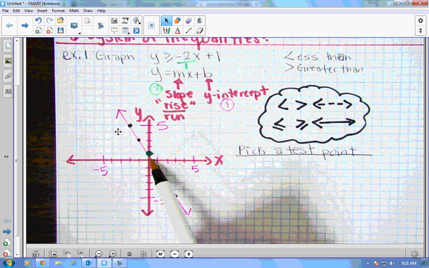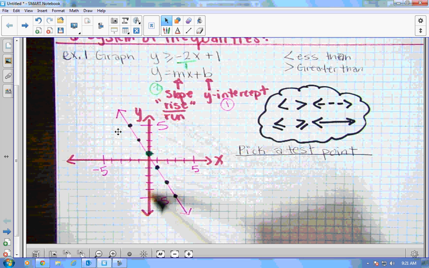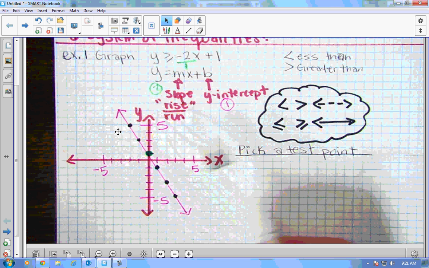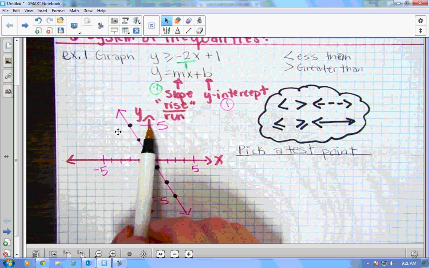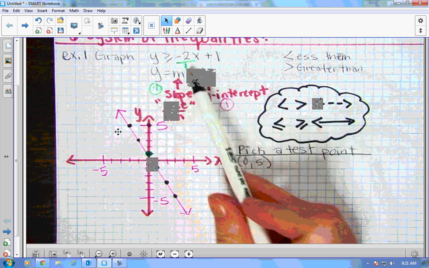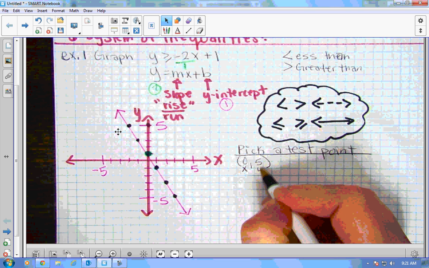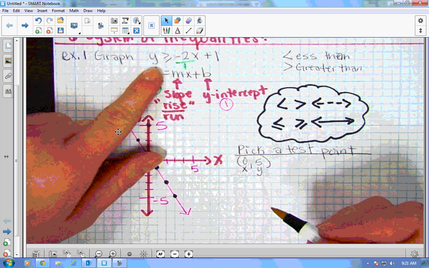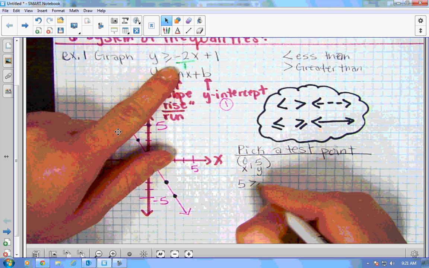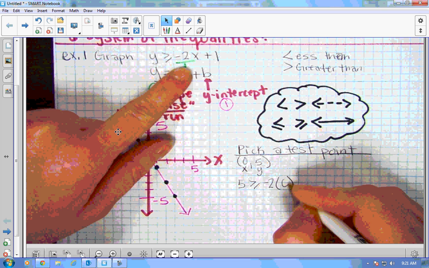Another point that would be easy to use is when x is 0. So x is 0 when you're on the y-axis. So I'm going to choose a point that's on the y-axis that's not close to my line. So how about the point right here? 0, 5. When I pick my point, I'm going to plug it in to my inequality and determine if it's true or false. Remember, x is first, y is second. So y, we're going to put in 5, is greater than or equal to negative 2x. When we plug in the x, we put parentheses. The x was 0, plus 1.